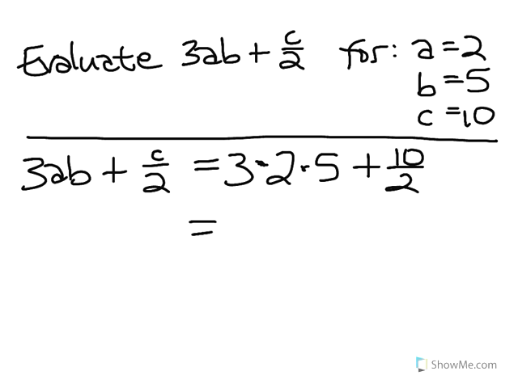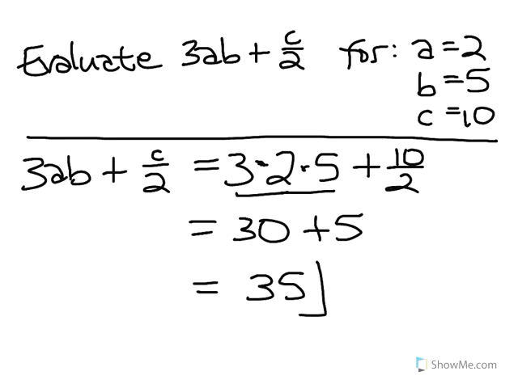We have both multiplication and division to do. We should work from left to right. 3 times 2 is 6, and then 6 times 5 is 30. 10 divided by 2 is 5, and then 30 plus 5 is 35. Despite the large number of variables involved here, the procedure is largely the same, and once the substitutions are made, the problem is no more difficult than the others that we've done.